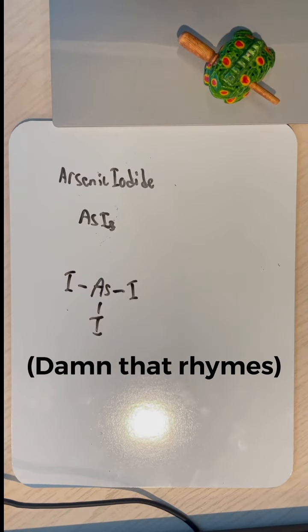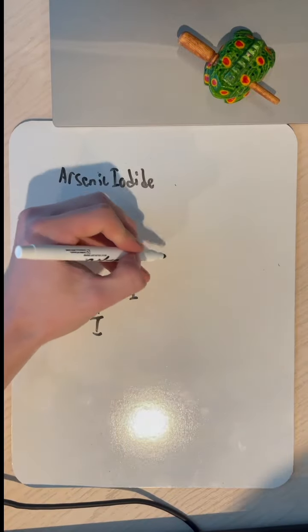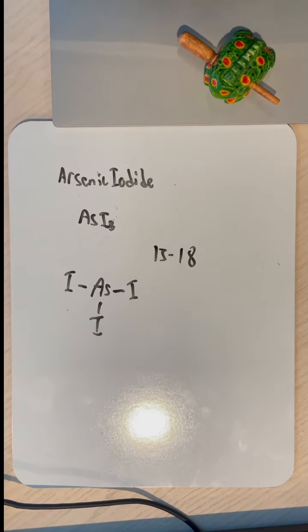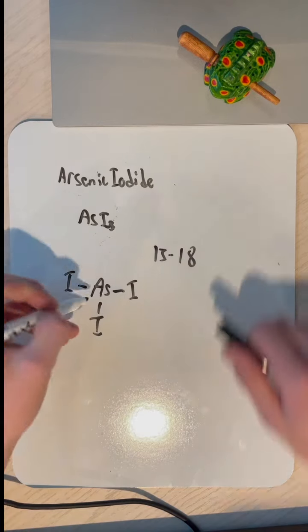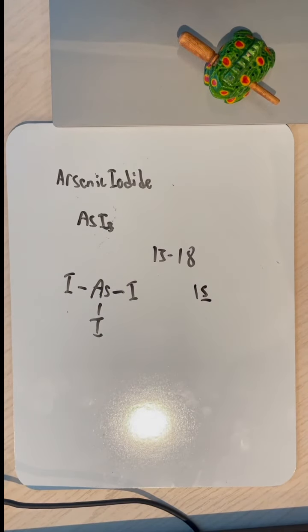If you realize where arsenic is on the periodic table, which I believe is group 15, and iodide, which is in group 17, you can use a little trick. The groups from 13 to 18, I believe, show the amount of valence electrons that they have. So if you look at arsenic, it's in group 15.